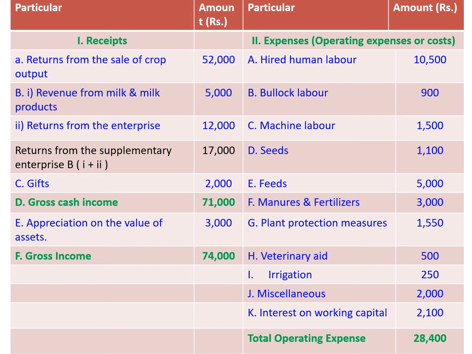On plant protection measures we spent 1,550 rupees. On veterinary aids we have spent 500 rupees. On irrigation we spent 250 rupees. On miscellaneous we have spent 2,000 rupees, and interest on working capital is 2,100 rupees. So your total operating expenses are the summation of all the items from A to K, and it comes to 28,400 rupees.